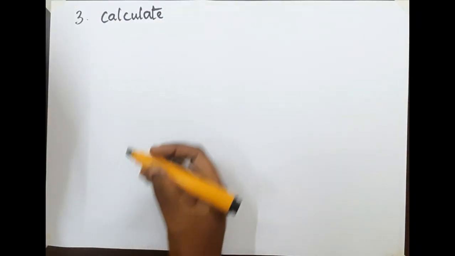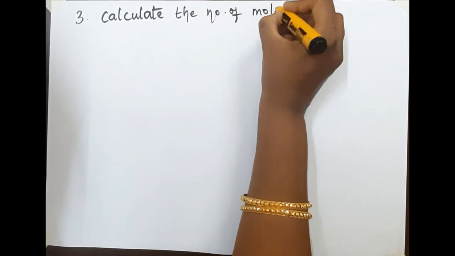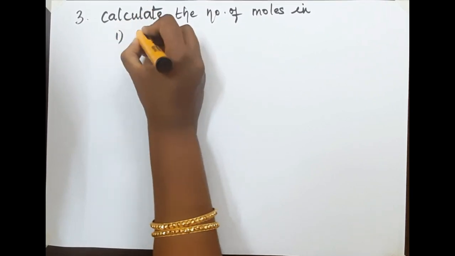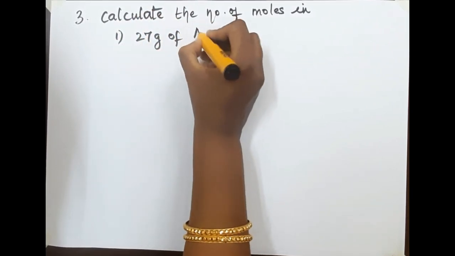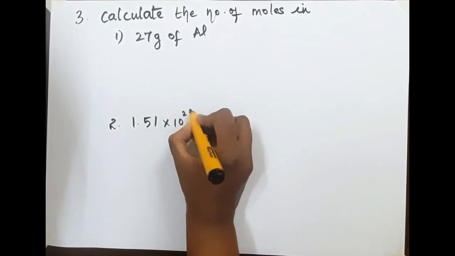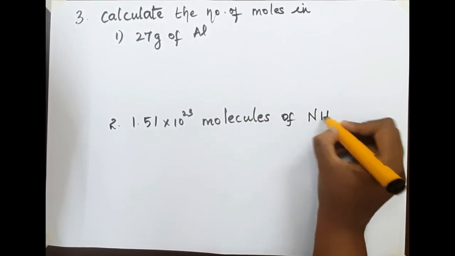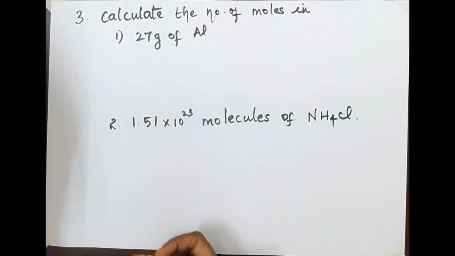Now the third question: calculate the number of moles in number 1, 27 gram of aluminium; number 2, 1.51 into 10 power 23 molecules of ammonium chloride. Okay children, see this is the question. Now children, first you have to remember one thing. The mole will just be a whole number or a decimal number. So what is the formula for it?